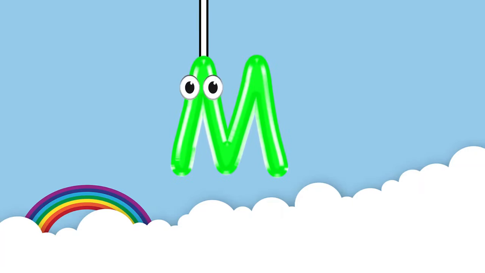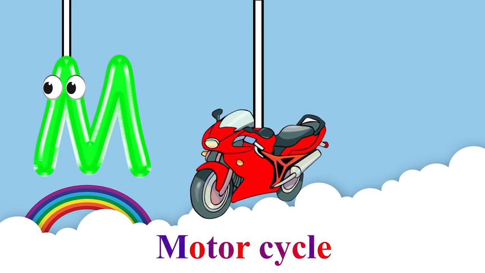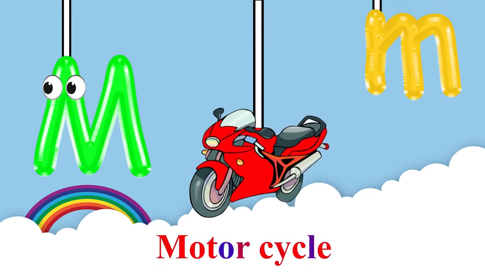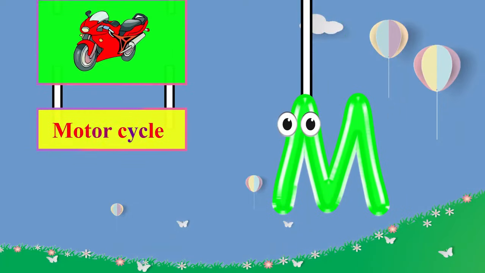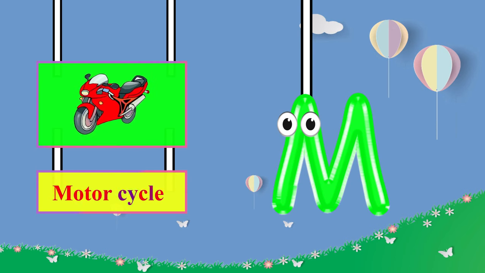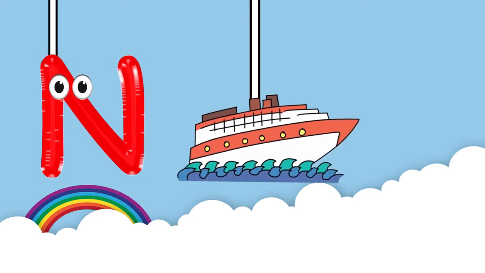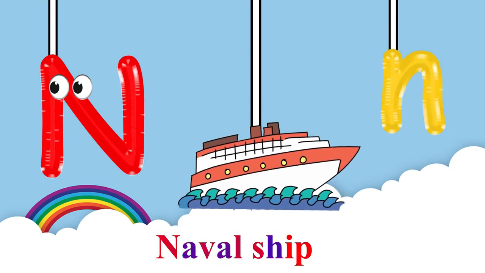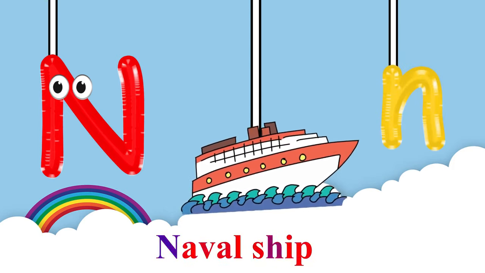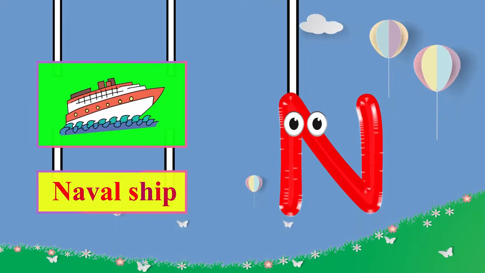M is for motorcycle. M is for motorcycle. N is for naval ship. N is for naval ship.